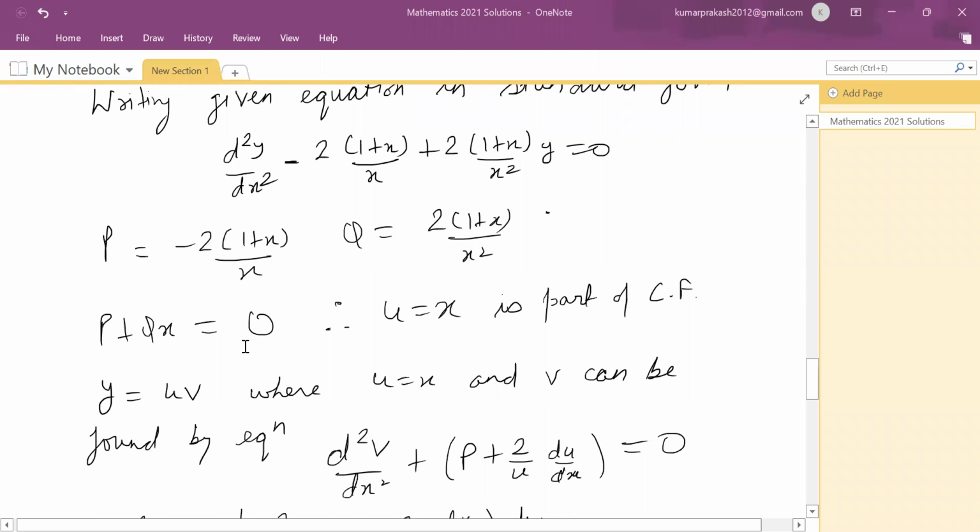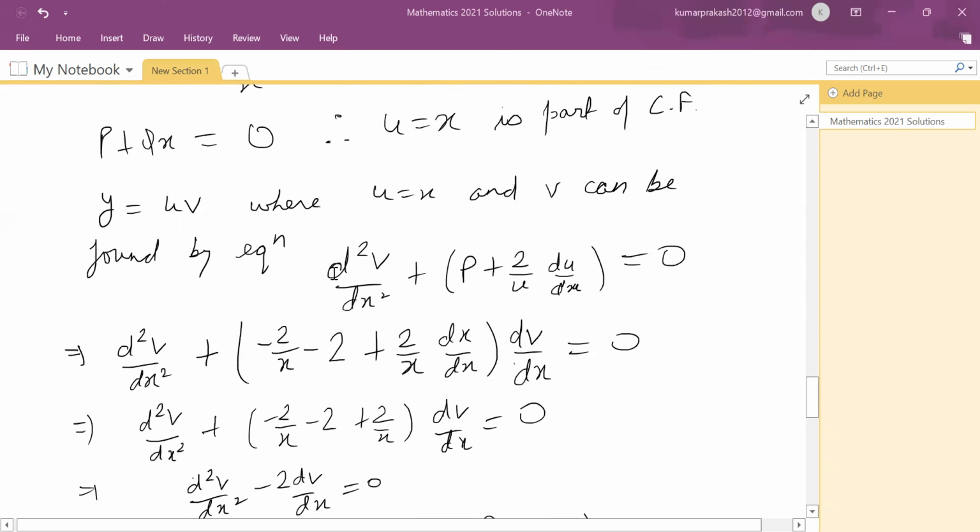P is this, minus 2 times 1 plus x by x, and your Q is this. P plus Qx comes out to be 0. Therefore u equal to x is part of the CF. Now if I write y equal to uv, where u equal to x and v is the other part of the CF, then it can be found using this equation.